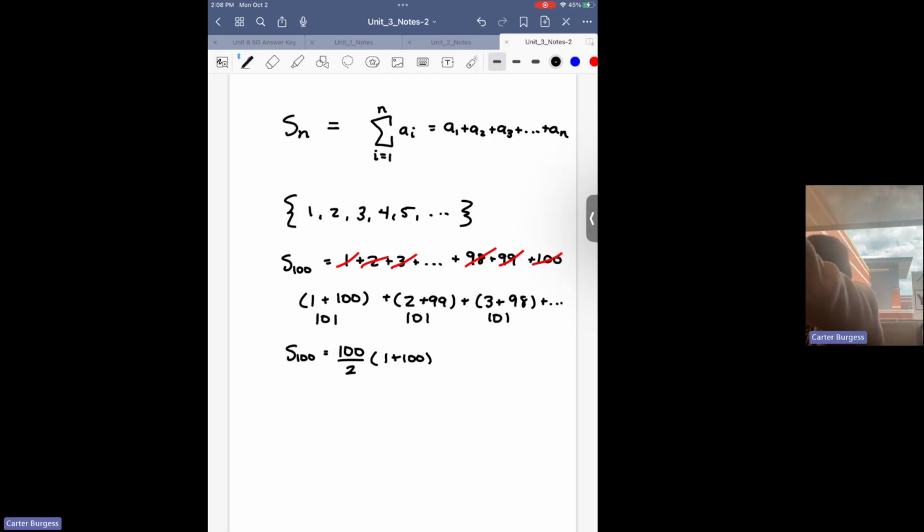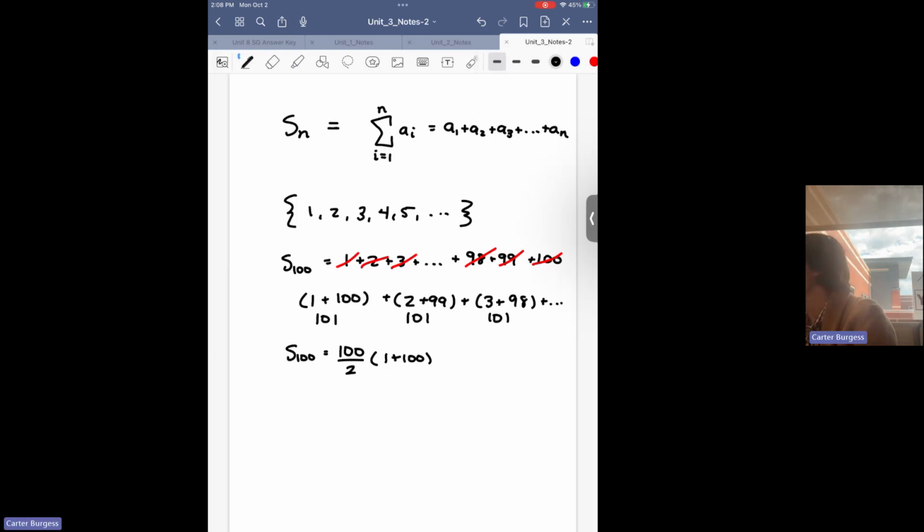Yeah, it's like the number of numbers that we're all adding together. We're cutting that in half because that's like the number of pairs that we can create. And then we're multiplying that by the sum of the first and last. Exactly. Yeah, very good.